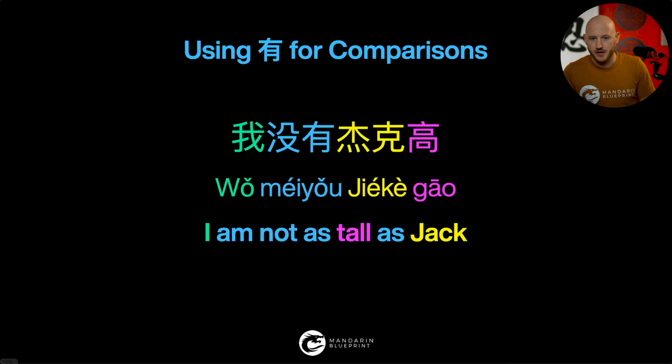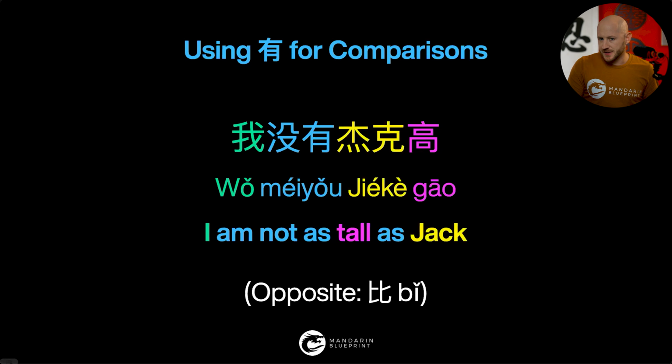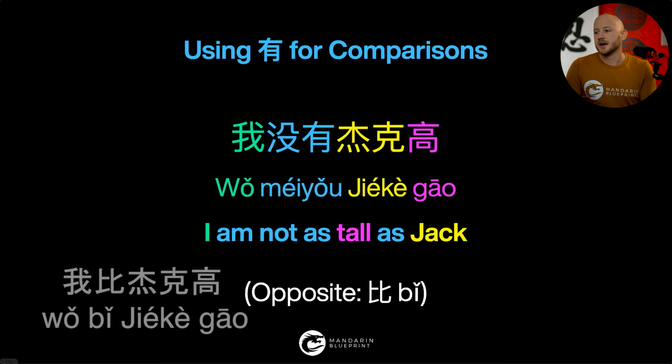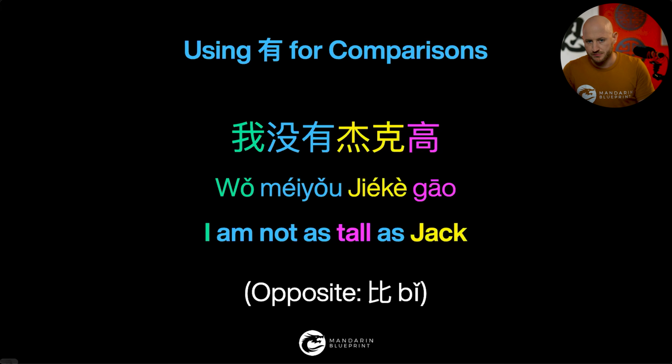B is 解课. And then the description is 高, tall. So I am not as tall as Jack. That gets across the comparison there. And by the way, the opposite of this would be including the character be, right? So if we say 我比杰克高, that would mean I am taller than Jack.